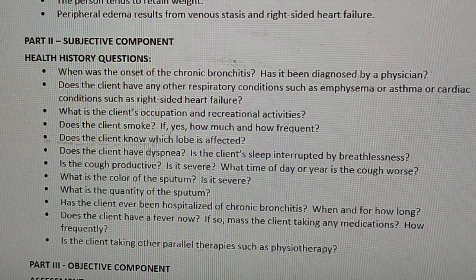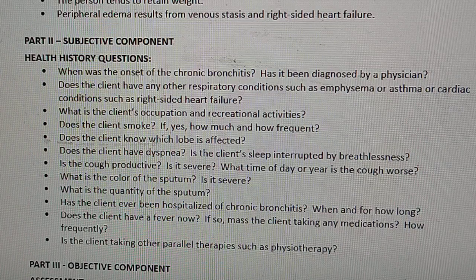What is the color of the sputum? I mentioned if it's productive, the sputum is yellow or green, and that's when you detect that the sputum has pus. So you can ask your client, is it severe? What is the quantity of the sputum? How much sputum does the client expel when the client coughs? Has the client ever been hospitalized for chronic bronchitis? When and for how long?